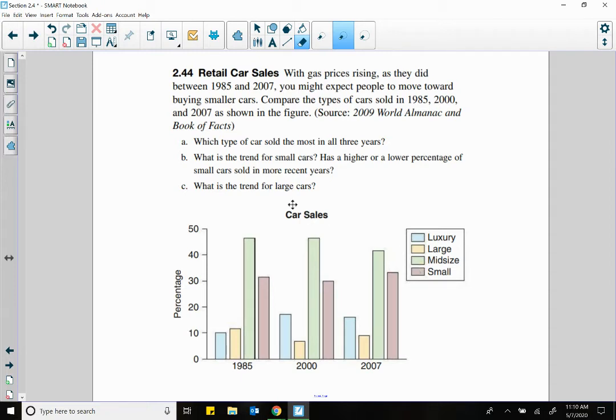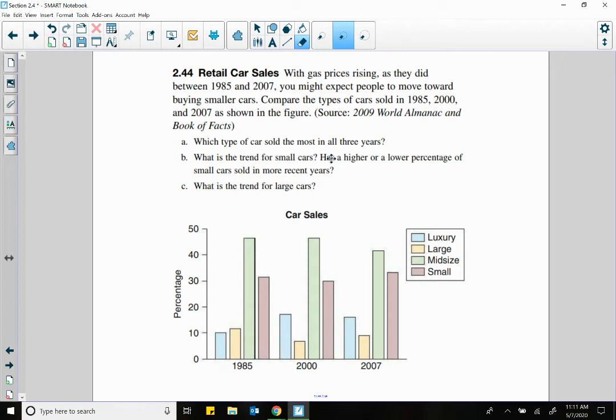Now up here it says, what is the trend for smaller cars? Small is that kind of maroon. And if we look at it from year to year, is there much of a change? Not really. From 85 to 2000, it looks like it went down a little bit. And then back in 2000, it looks like it went back up, maybe a little bit higher than where it was in 85. So it went down a little bit and then went back up. So it's been relatively consistent.